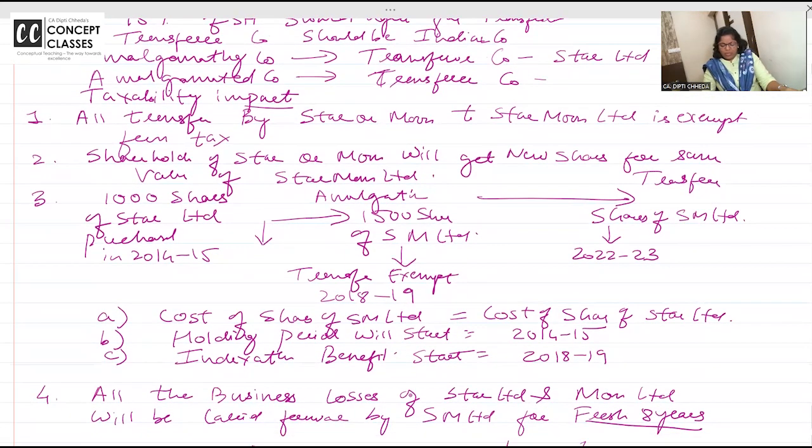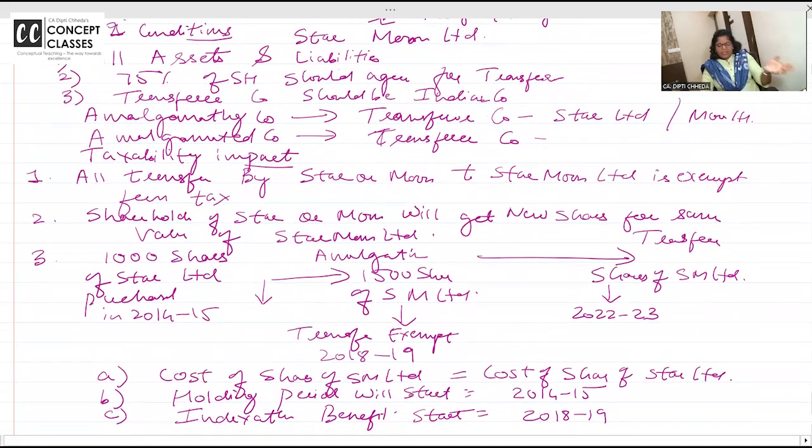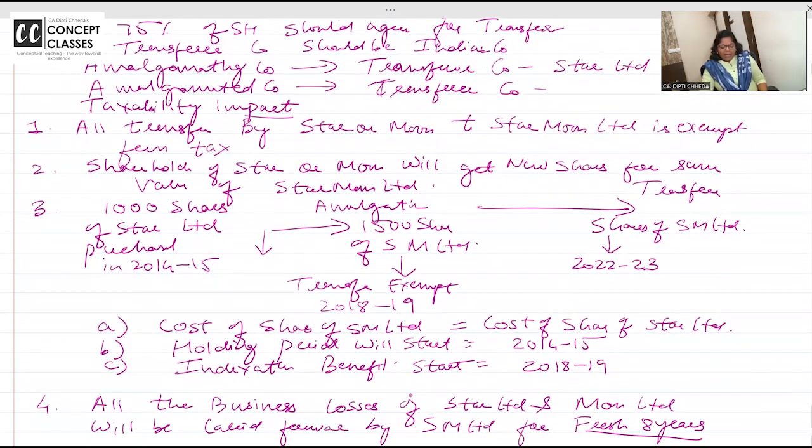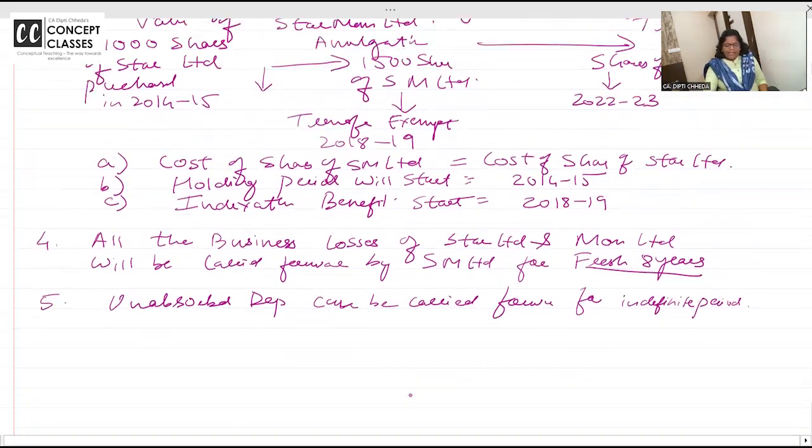Cost will start from here, index will start from here, everything starts from here, because it's a nice amalgamation as per the proper scheme. Then I was the shareholder of Star Limited for 1,000 shares. Now I am holding the shares of Star and Moon Limited. And the amalgamation happened in 1890.